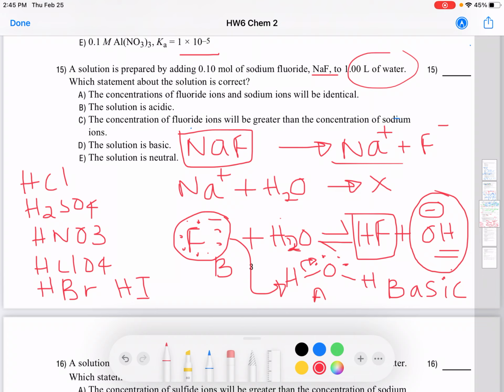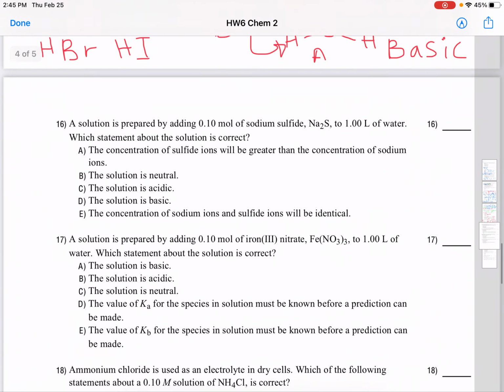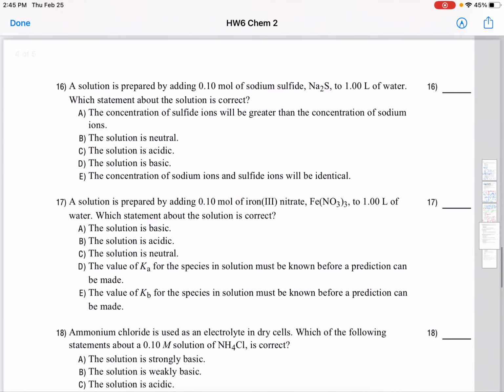Okay, that's how you figure out whether you are going to get a neutral solution, acidic solution, or basic solution when you put your salt into water. Okay, so with that in mind, you can find out what is the most appropriate answer for this question. Okay, I gave you the answer. Just revisit and read the choices and find out what is the correct answer.